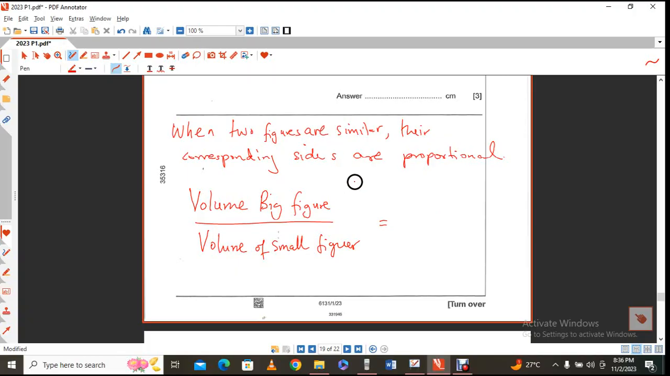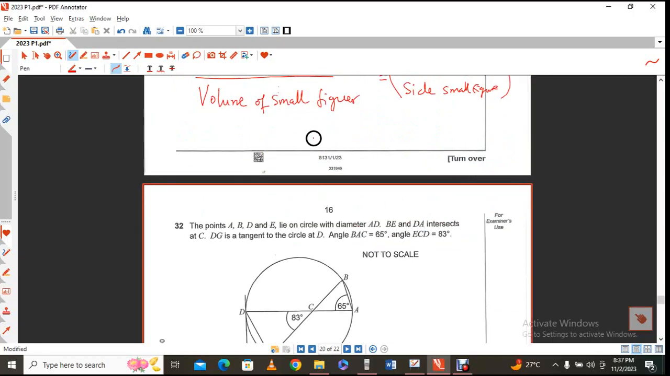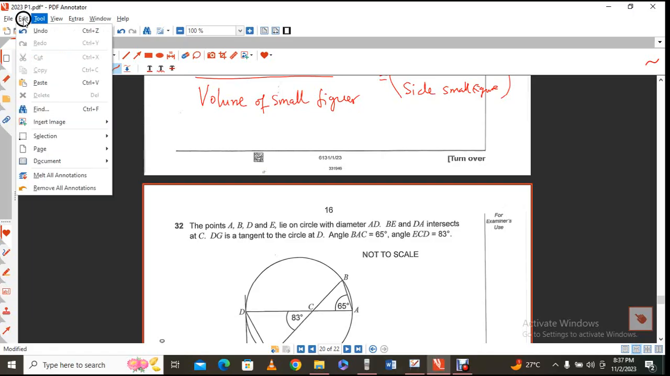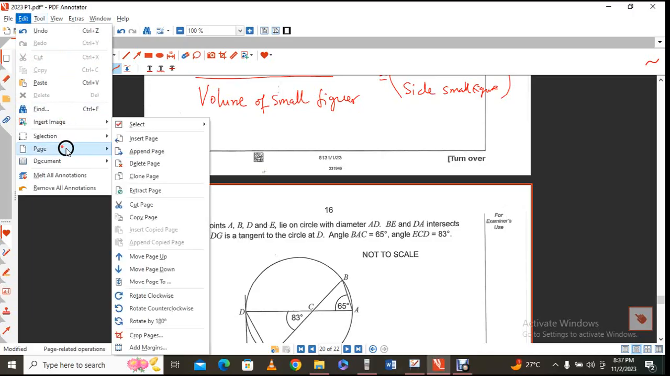So I will take a side of the big figure over the side of the small figure, and I'm going to cube that. So let me bring in another page to continue explaining the concept that I'm introducing there. Insert page.